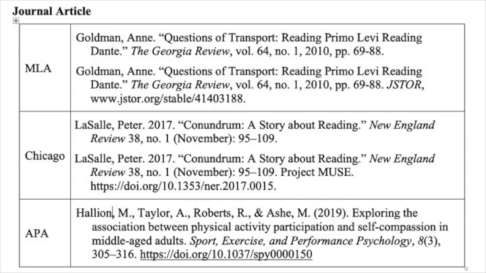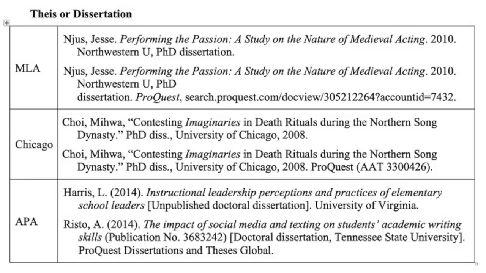Coming to a journal article. If you are referring to a particular journal article, how will we include it? It is the same case as a chapter from an edited book. We write the name of the author of the article from where we have taken the information, then the title of the article, then the title of the journal, followed by its volume number, its issue number, then the date of publication, then the pages. And if it is taken from a database, we include the name of the database and the URL or DOI. In the case of theses or dissertations, this is how we write the reference list or works cited list entry.